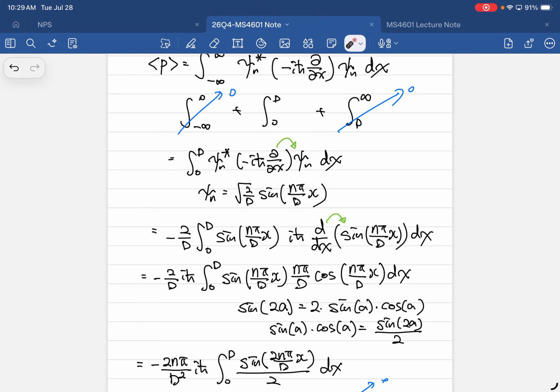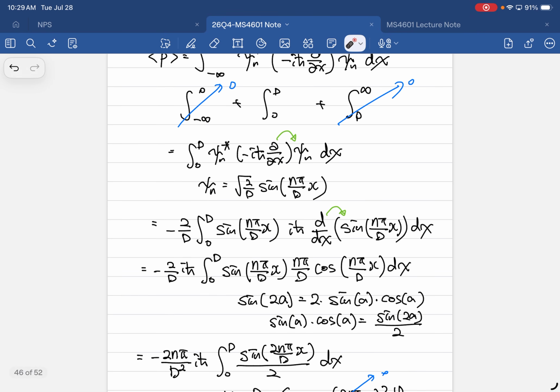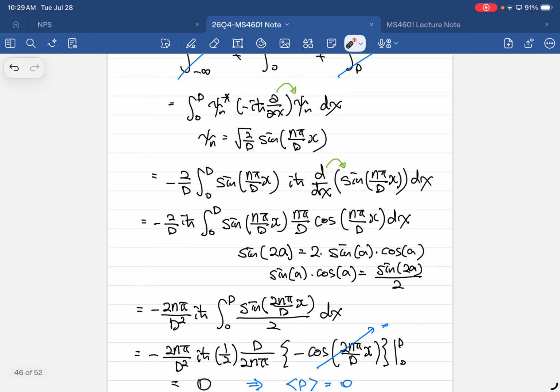So then, again, you can actually move this one out of the integration because this is constant, n pi over d. And then let's use a trigonometric identity. Sine 2a is essentially 2 times sine a cosine a. So sine a times cosine a is sine 2a over 2. Like we have sine a and cosine a here, right? So we replace that with sine of 2n pi over d times x, over 2.